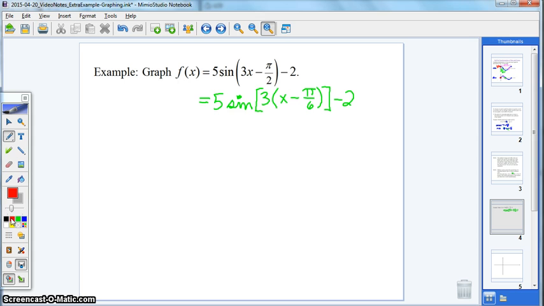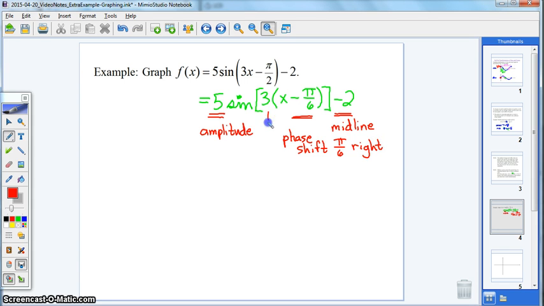In this form, I have a whole lot of information that I can see very easily. First of all, this right here tells me my midline. Remember that the middle of the graph is only affected by the shift up or down. This number right here tells me what's called the amplitude of the graph, or in other words, how far above or below that midline the relative extrema are going to be. And now this piece right here tells me about the phase shift, or in other words, the shift left or right. We now know that that phase shift is going to be pi 6 to the right.